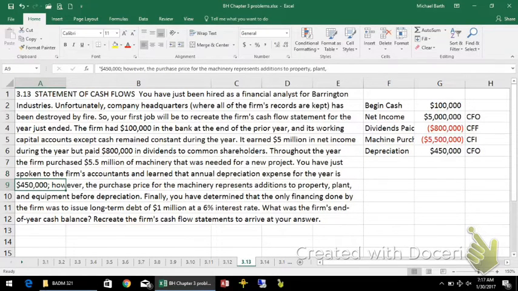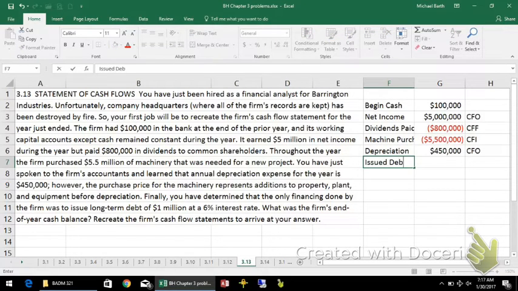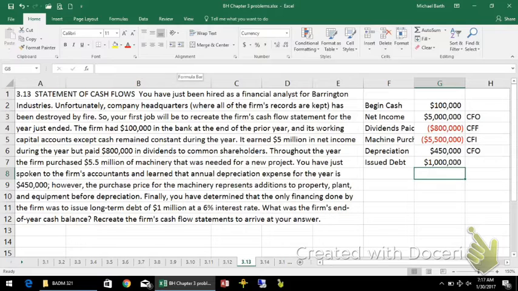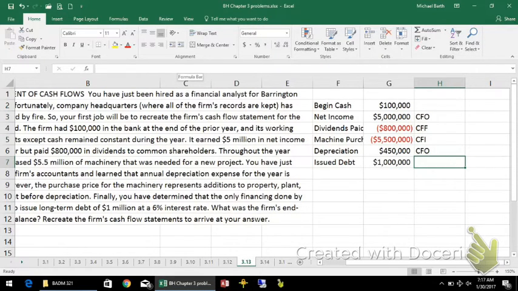The firm issued $1 million in debt. So if it issues $1 million in debt, that means that they put out an IOU, and then in exchange they got $1 million. They threw it into their checking account, and it has a 6% interest rate. But the interest expense is already reflected in the net income. That expense would have already been subtracted in getting to net income. But issuing the debt, that's a cash flow from financing activity.